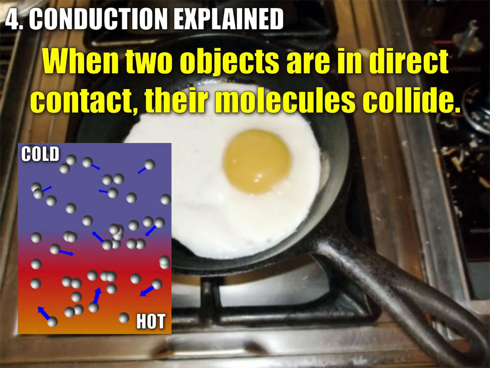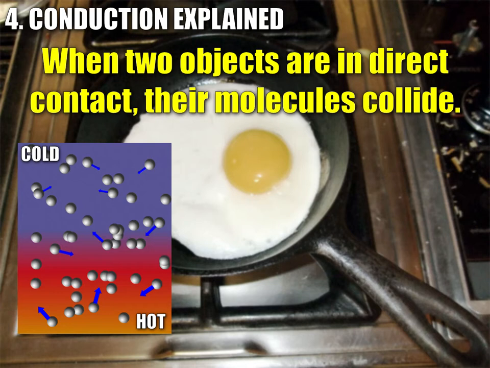So let's go back to conduction first. The idea is that when two objects are in direct contact, their actual molecules are colliding with each other. If you look at this picture, at the bottom we have hot molecules, and at the top we have cold molecules.